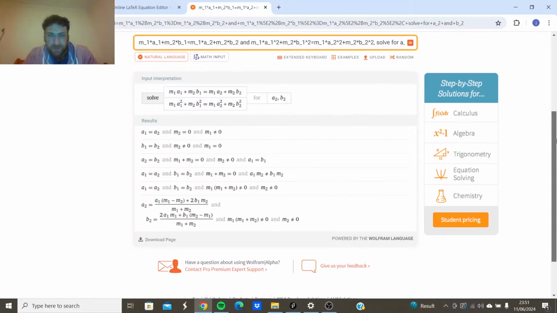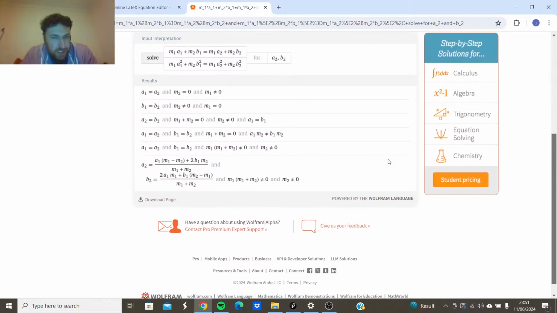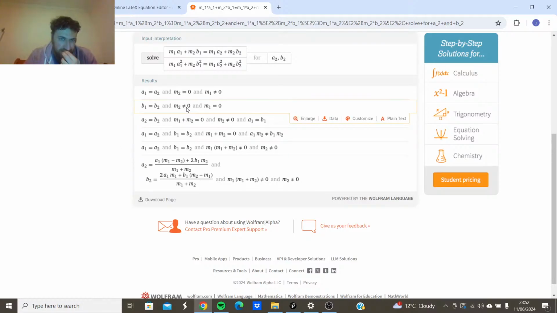If you tell it to solve for A2 and B2, you can see that it gives you some of the standard solutions. It gives you a bunch of different solutions. Some of these require negative mass, or zero mass. But the important ones are these ones and these ones.